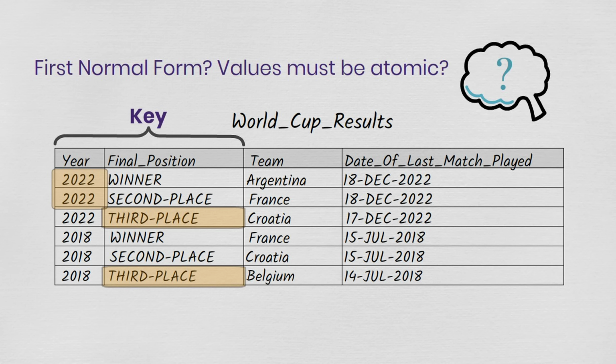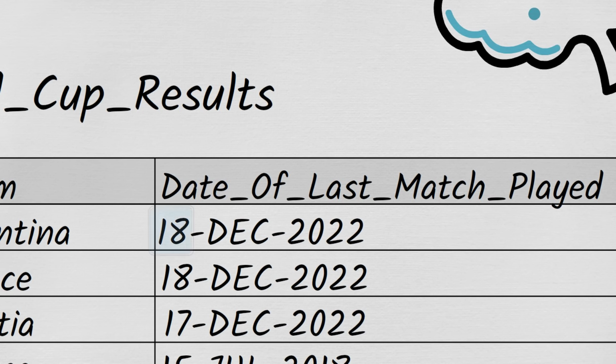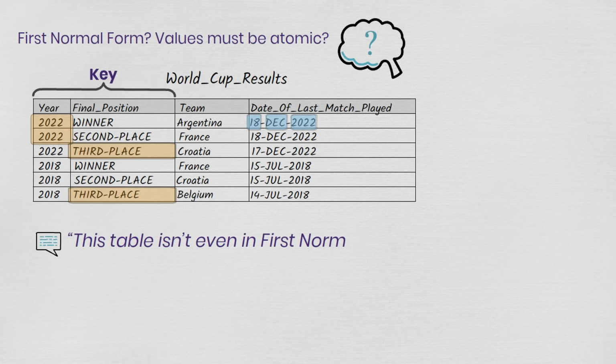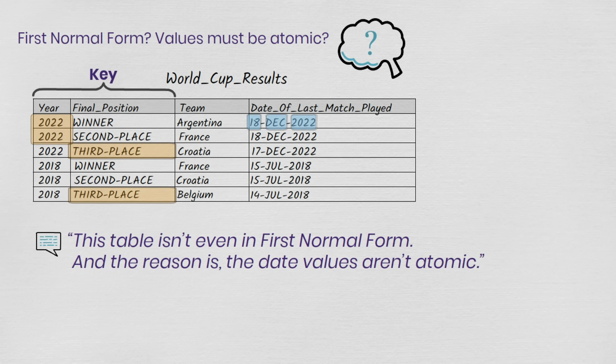And that's when you see it. The date of last match played column has got those day, month, year values in it. Bingo! Because a date of last match played value has 3 internal parts, a day and a month and a year, it's not atomic, so the table violates first normal form. Easy. "This table isn't even in first normal form," you announce to the interviewer triumphantly, and the reason is the date values aren't atomic. You expect this to be met with approval, but that isn't what happens.